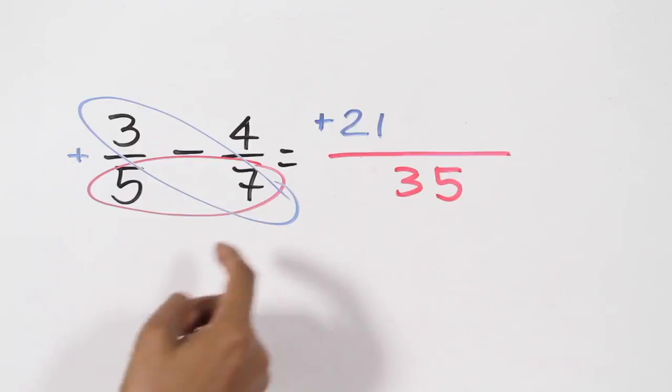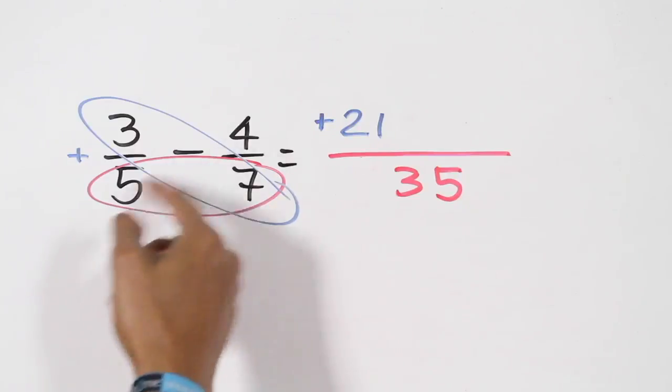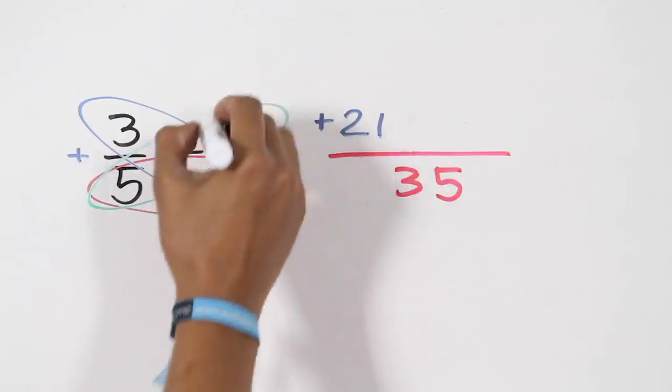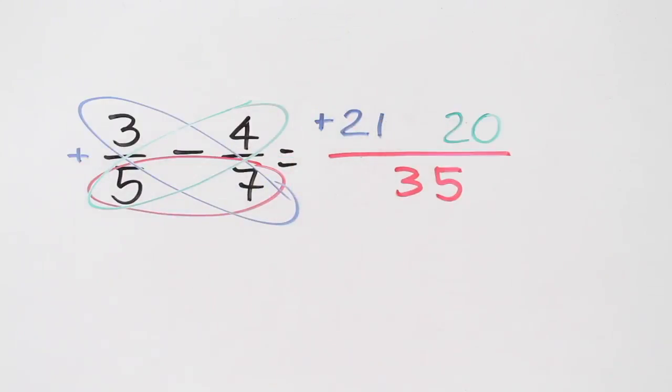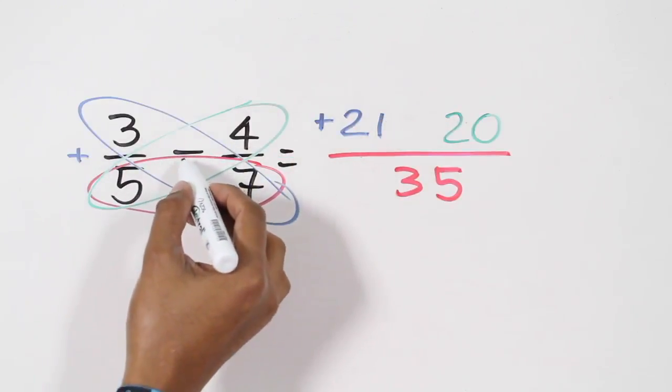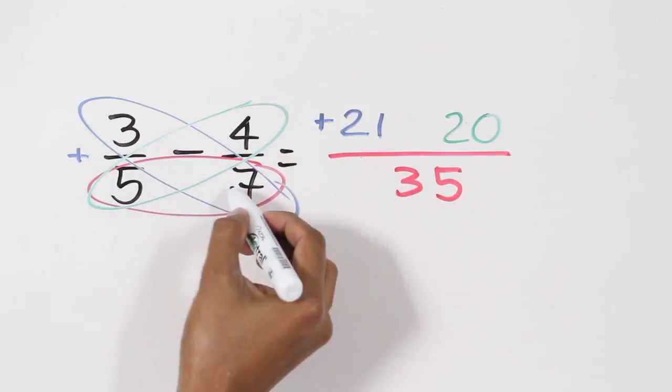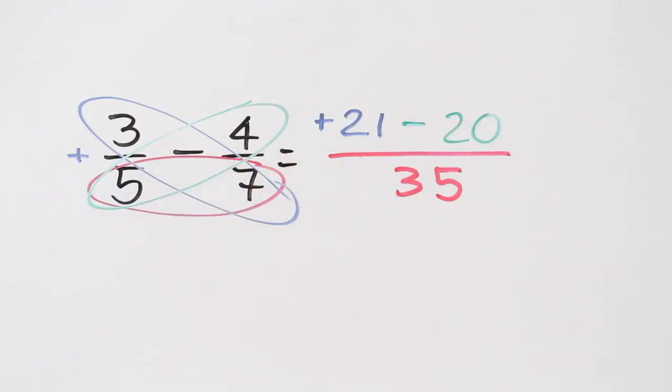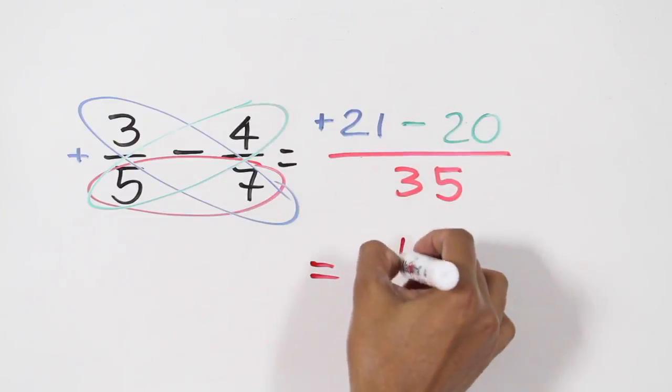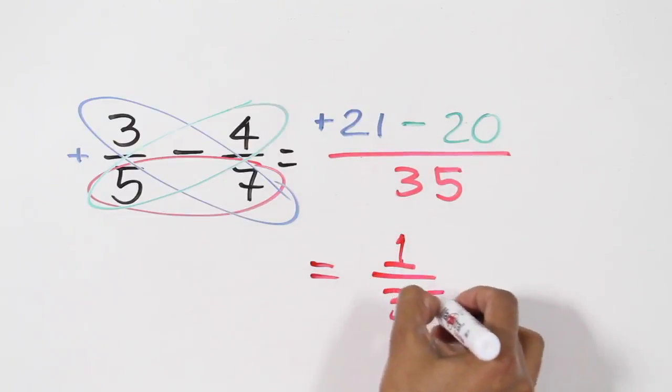Step number 3, multiply the numbers that we have left. 5 times 4 equals 20. And we keep the same sign of the second fraction, that is a minus. Simplifying the top part, we get 21 minus 20 equals 1 over 35.